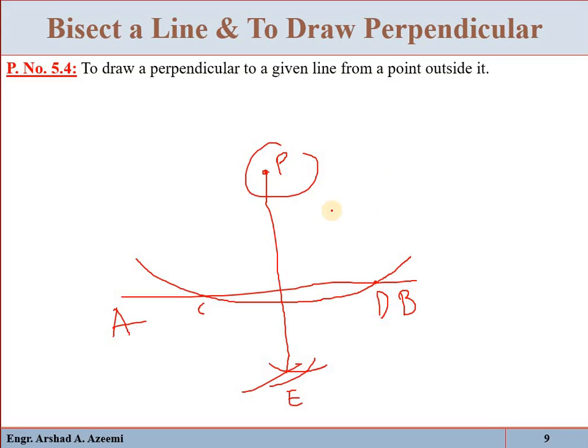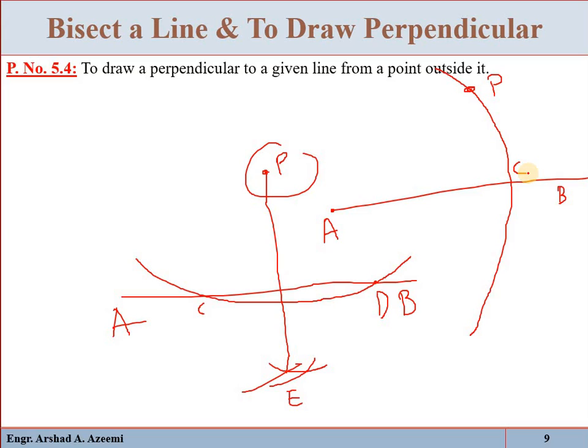Similarly, we have another method. Suppose this AB is the given line, and here we have the point P. Now we have to draw a line perpendicular to AB passing through P. With center A and radius equal to AP, draw an arc. Now suppose this is point C.